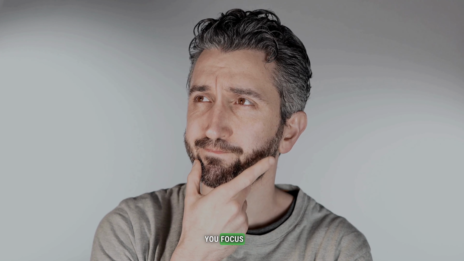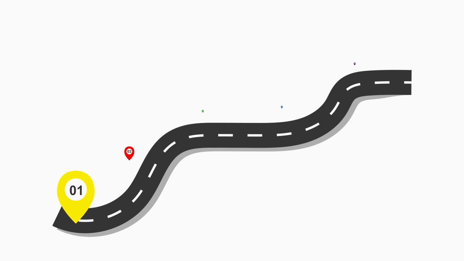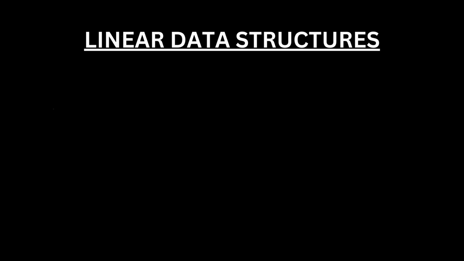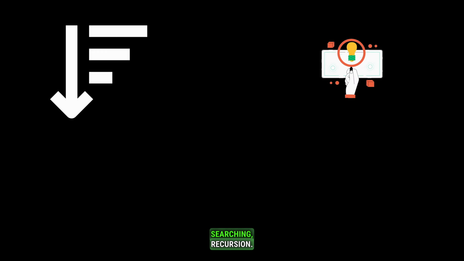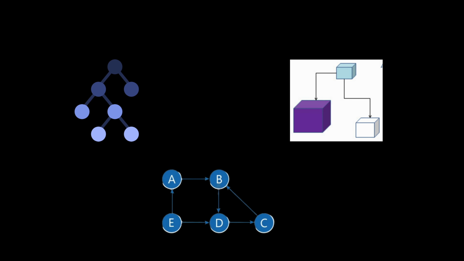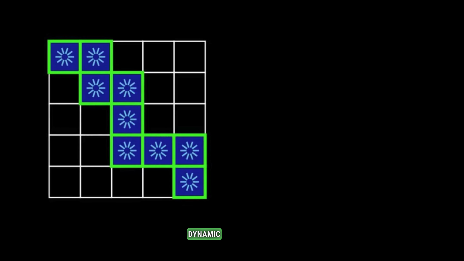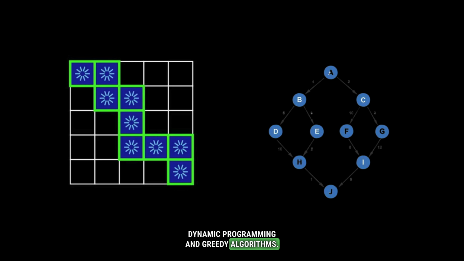Okay, so what should you focus on? Here's the roadmap. Start with linear data structures: arrays, linked lists, stacks, and queues. Move to algorithms like sorting, searching, recursion. Gradually work on trees, heaps, and graphs. Finish with advanced algorithms like dynamic programming and greedy algorithms.